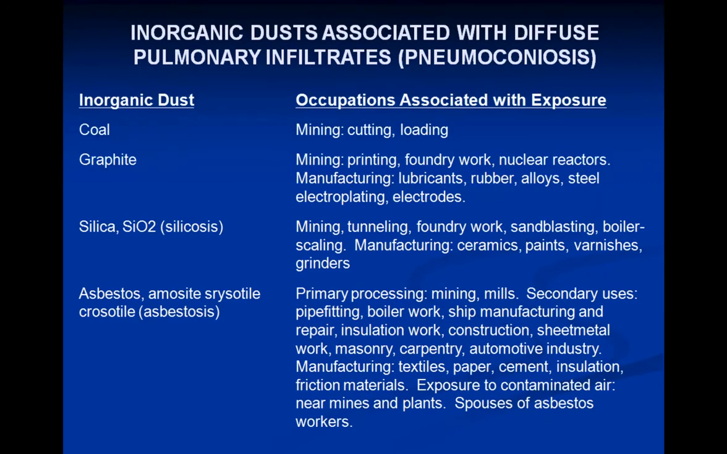Inorganic dusts that are associated with pulmonary infiltrates: coal, graphite, and silica can cause silicosis, and asbestos can cause asbestosis. People working in mining, cutting, tunneling, sandblasting, carpentry, and automobile industries are more prone to exposure to silica, asbestos, graphite, and coal, and in those the interstitial lung diseases like pneumoconiosis, silicosis, and asbestosis are more common.